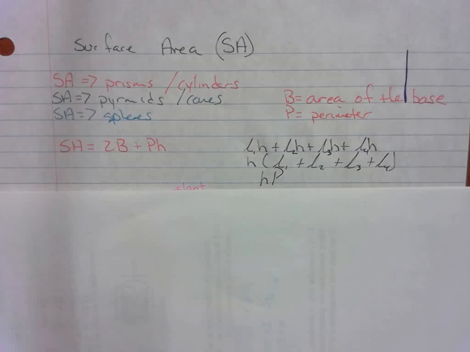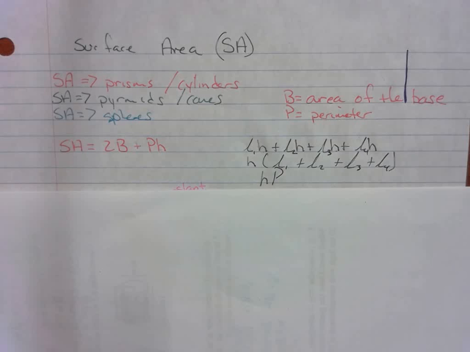Length times height, length times height, and then length times height, and then add them all together. Well, if you look at this formula, the length can change, but the height is the same on every single one of them. So if we factor out the h, then all of a sudden we have the height times all of my lengths added together.